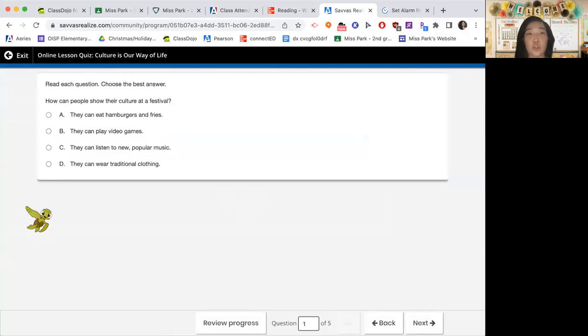Read each question and choose the best answer. How can people show their culture at a festival? A, they can eat hamburgers and fries. B, they can play video games. C, they can listen to new popular music. D, they can wear traditional clothing. Which one would show your culture? They can wear traditional clothes. Traditional clothes. Very good. That one would be the best answer because traditional clothing is a part of your culture.